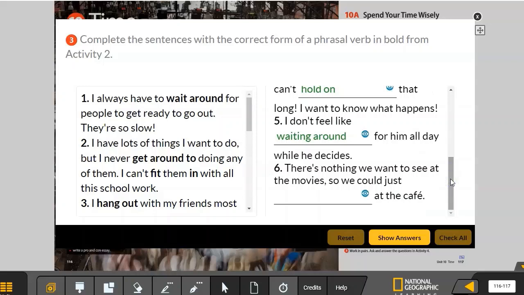Number six. There is nothing we want to see at the movies, so we could just hang out at the cafe. That's correct. Hang out is just like going out with someone, with your friends, with your girlfriend, with your boyfriend, etc. Okay, guys, that's it. Excellent. Very, very good.